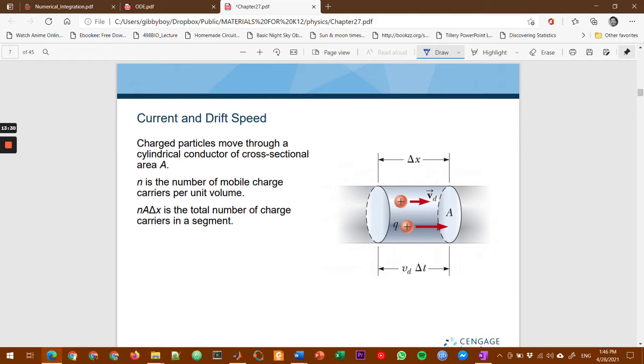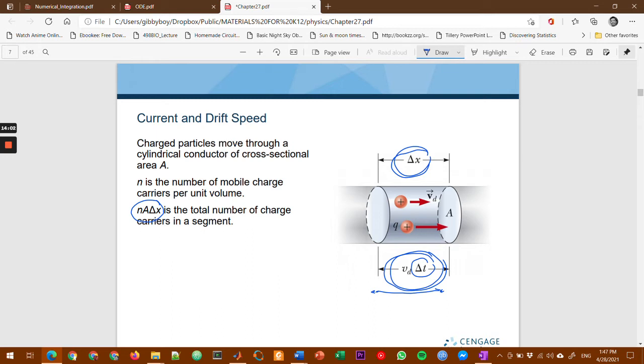So we can say that N A delta X is the total number of charge carriers in a segment. Delta X is the small segment of length that your charged particles travel, which is equivalent to the drift velocity times the amount of time it travels from here to here.